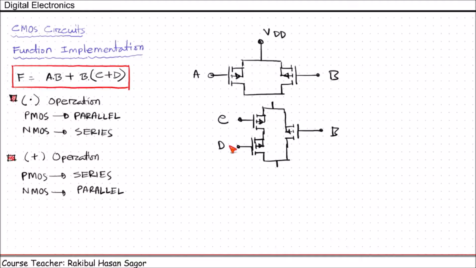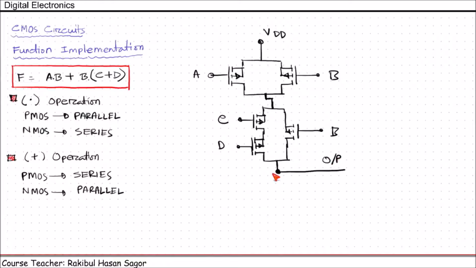Now we need to OR this portion, B into C or D, with AB. So for OR operation, PMOSes are to be connected in series. So they are to be connected in series. So this is the PUN part, that means the pull-up network part. Now we'll go for the pull-down network part. The output will be taken from here. This is the output part.